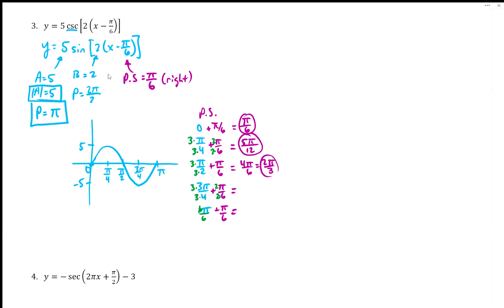And then 9 pi plus 2 pi is 11 pi over 12. And then our last one, 6 pi plus 1 pi would be 7 pi over 6. Okay, so there they all are.